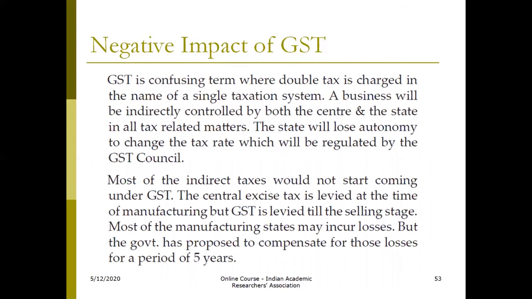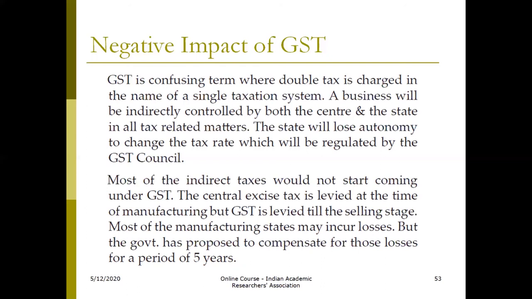Another negative impact of GST is a confusing term, where double tax is charged in the name of a single taxation system. A business will be indirectly controlled by both the center and the state. In all tax related matters, the state will lose autonomy to charge the tax rate, which will be regulated by the GST Council. That's why two major things, petroleum products and liquor products, are not administered under GST, and both center and state are taking benefit of it. The state is taking more benefit than the center, and that's why petroleum and liquor related products are not yet included in GST.